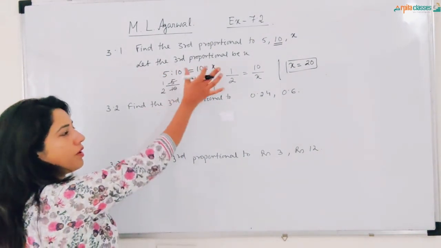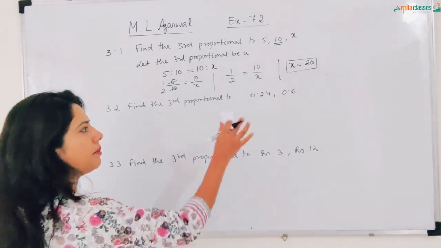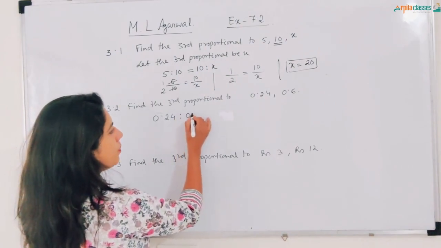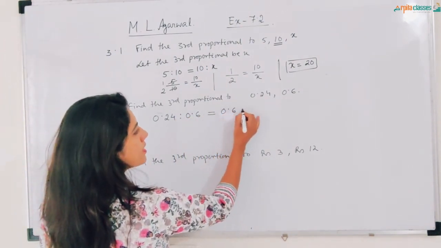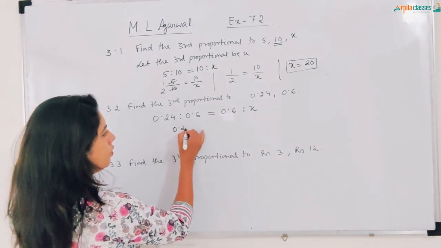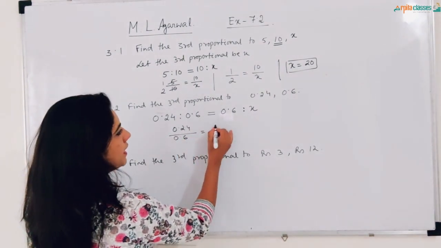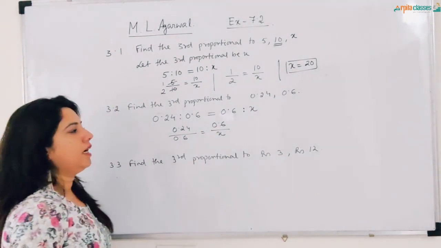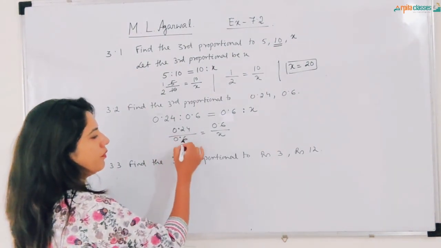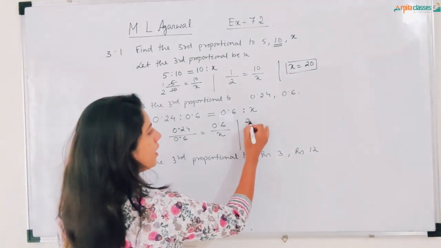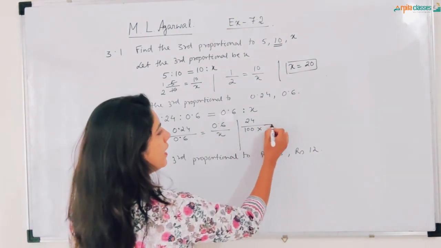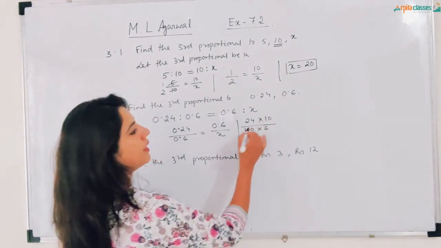Same thing here. Now I am not writing let the third proportional be x. I am directly doing it. You all understood. 0.24 is to 0.6 would be is equal to 0.6 is to x. Okay, now we'll write 0.24 upon 0.6 is 0.6 upon x. Now let us remove the points. We need to multiply this by 100, this also by 100, or we can just write 24 upon 100 to remove this point, and here 6 upon 10, so that 10 will go up. I did it at once.